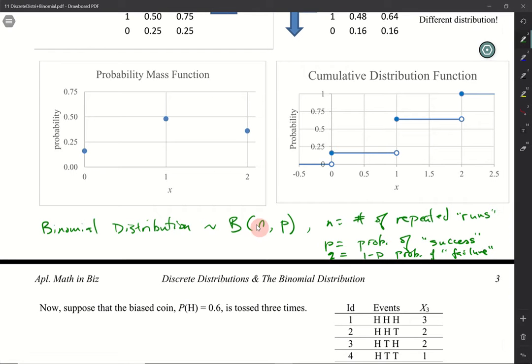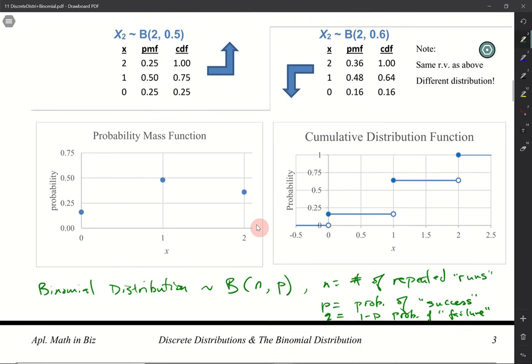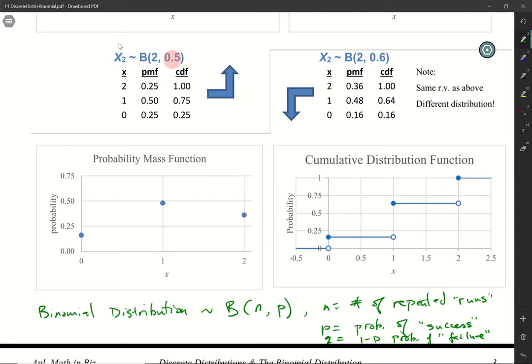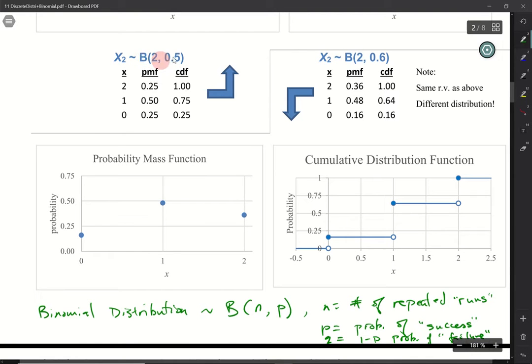Okay, so what we've actually looked at is two different binomial distributions. The first one would be B(2, 0.5). And so what do we mean by B(2, 0.5)? Anyone know which one this is? The B(2, 0.5)? What example was this?